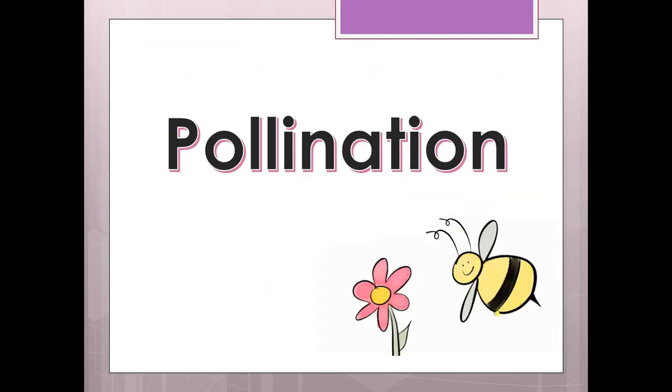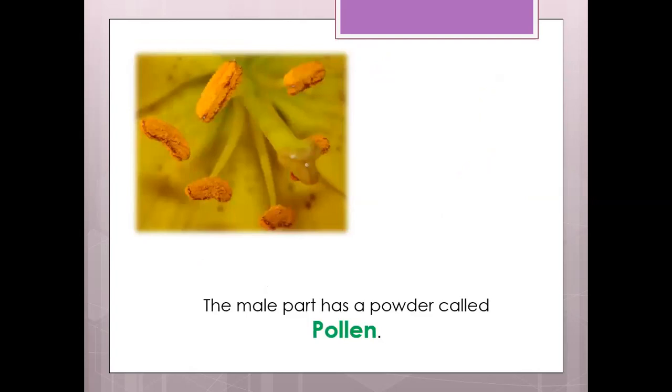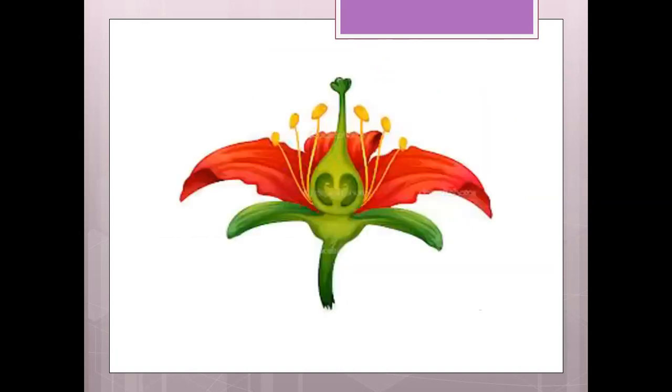Now we're going to talk about the pollination. First of all, we said that the flower, it's having a male part, it's like the boy part, and it's having a female part, it's like the girl part. The male part, it's having a powder which is called the pollen. So the pollen, it's the powder which is found where? In the male part of the flower. Can you see? This is the pollen's picture. So the pollen, again, it's the powder that is found in the male part of the flower.